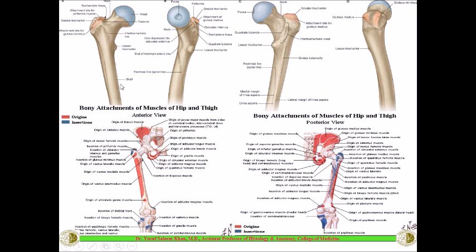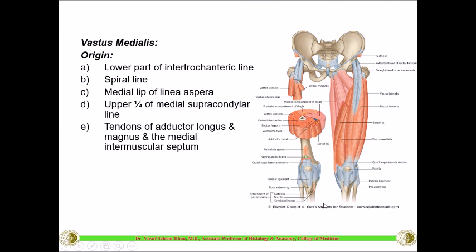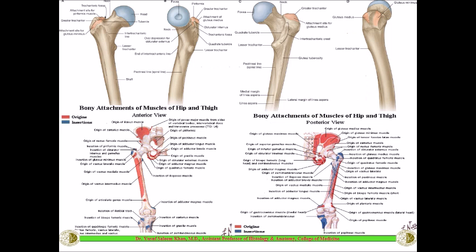Okay, so from the lower part of the intertrochanteric line, it continues behind from the spiral line. Here you can see it continues behind in the spiral line, then it continues on the medial lip of the linea aspera. So it will continue on the medial side. You can see here this is the origin of the vastus medialis, and it continues below and goes up to the supracondylar line. So it has a very big origin. This is the vastus medialis.